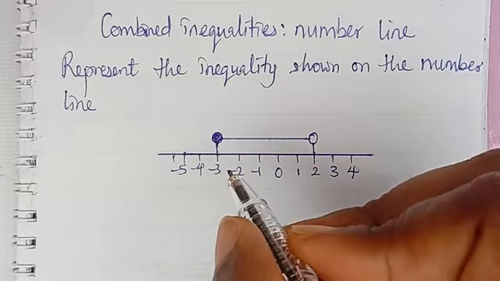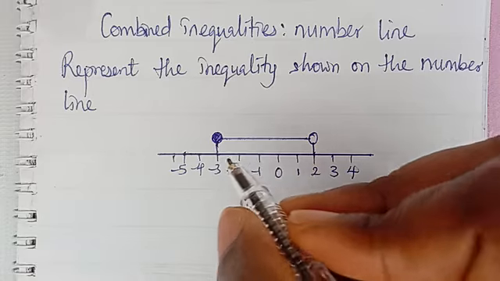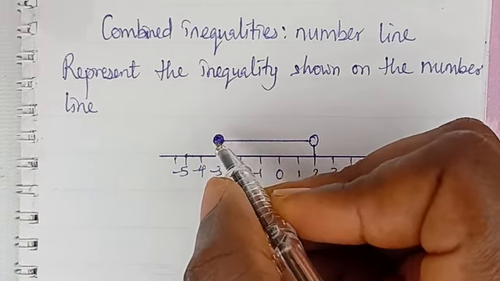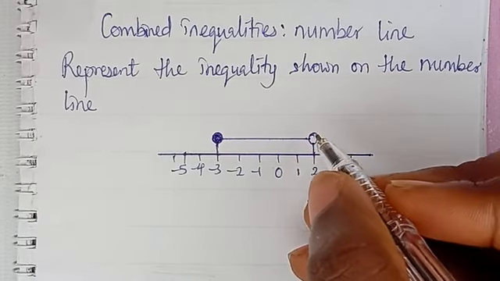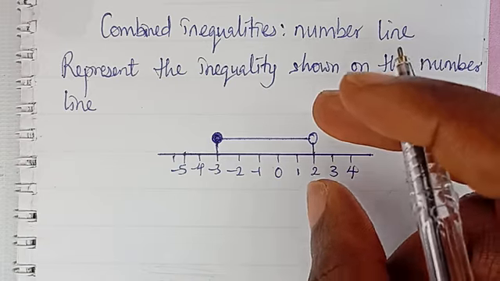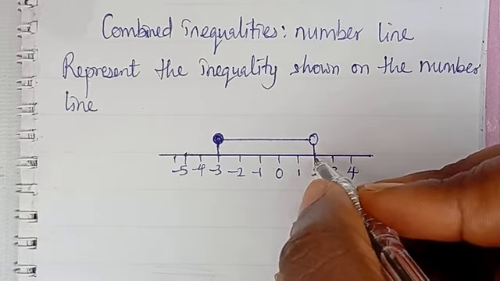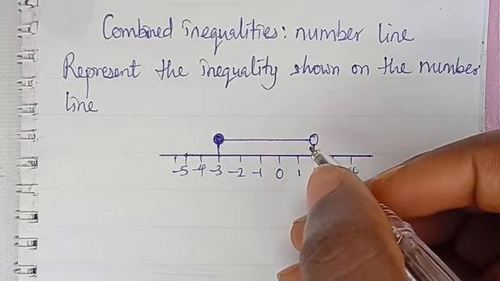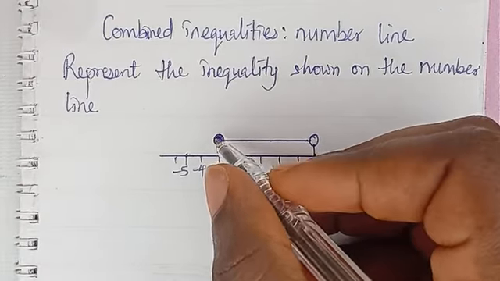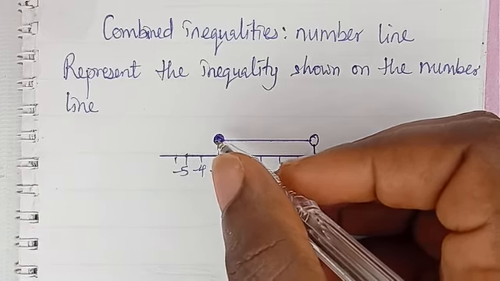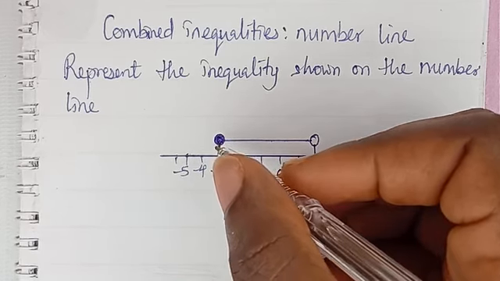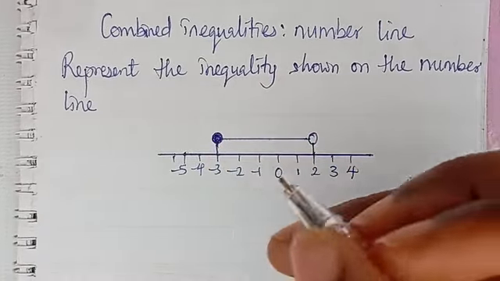Okay, so we can see that this is shaded, that means or equal to. An open space means this value is not included, so it's just less than or greater than. But this means less than or equal to, or greater than or equal to. That is what that means: this value is included.